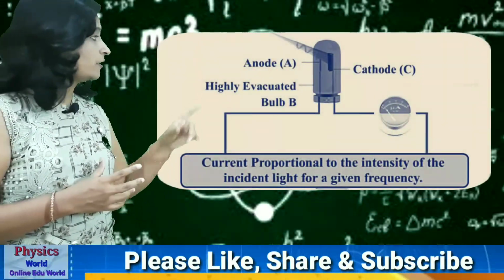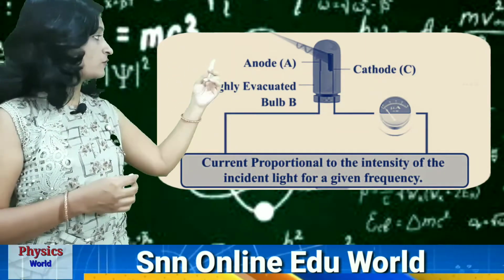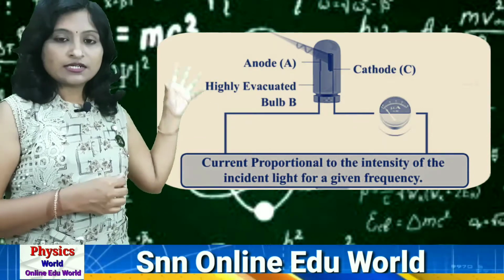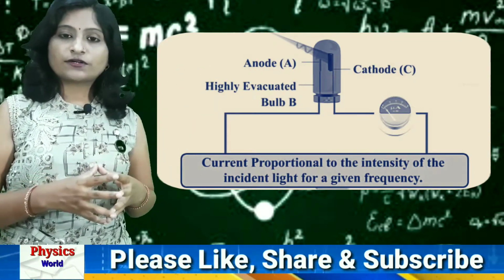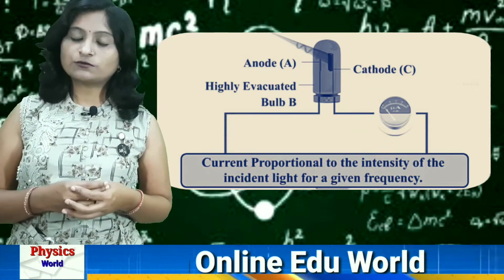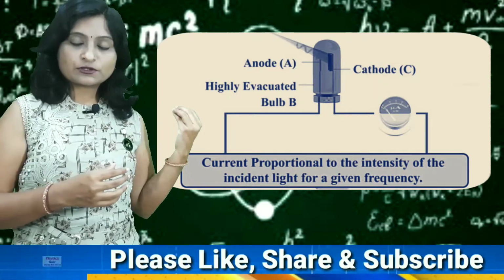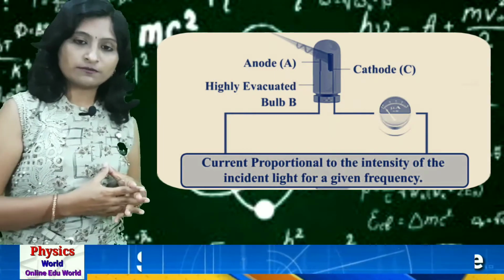So whenever light of suitable frequency is falling on the internal part of the cathode, as shown here in the diagram, see the light is falling on the internal portion of that cathode. It is already made up of a metal and again coated with a photosensitive material. So it absorbs all this light or photon energy, and electrons start to emit.